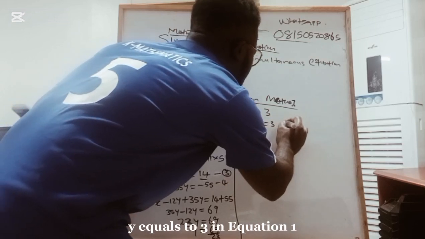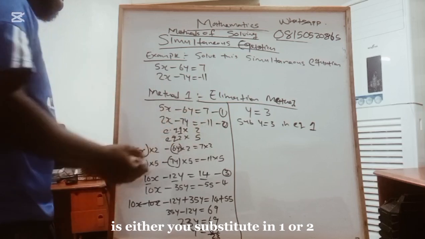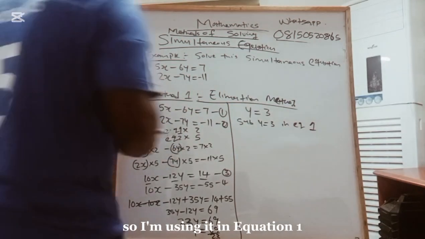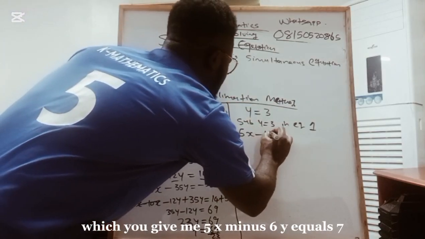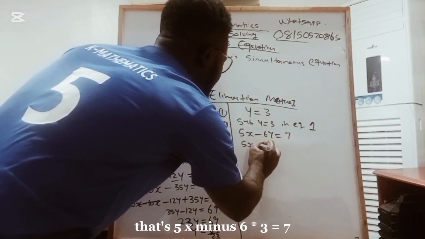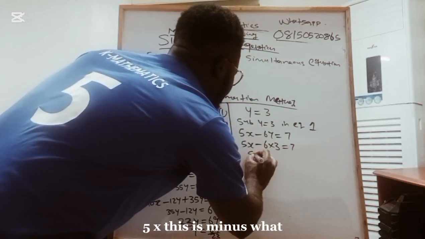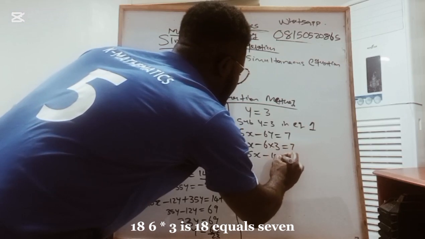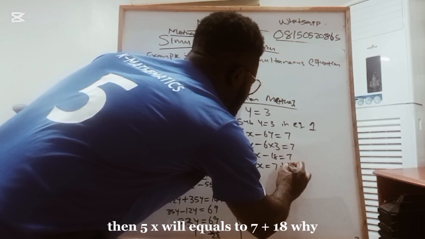Now, since y is equal to 3, what you are going to do is substitute y equals 3 in equation 1. It's either you substitute in 1 or 2. You can't put it in 3 because that's not the initial equation you were given. So I'm using equation 1, which gives me 5x minus 6y equals 7. By the time I substitute, that's 5x minus 6 times 3 equals 7. 6 times 3 is 18, so 5x minus 18 equals 7. Then 5x equals 7 plus 18.